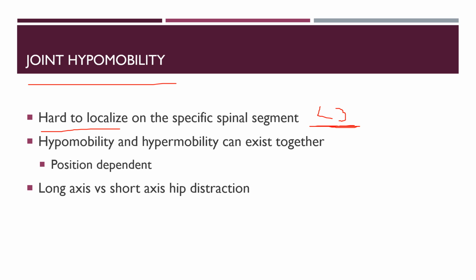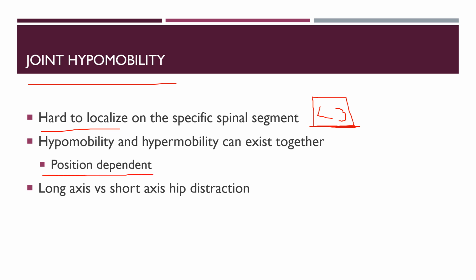Maybe this is where manual joint mobilizations would be better, but even then, you have to consider what's happening above and below that segment, because there is a possibility that there is hypermobility in the lower segments and hypomobility in the upper segments. So you just really want to be cautious with that, which is again why we're not going to do a lot of mobilizations or manual techniques to mobilize the lumbar spine or the cervical spine. Okay, and like I just said, hypomobility and hypermobility can exist together. So typically this is position dependent.